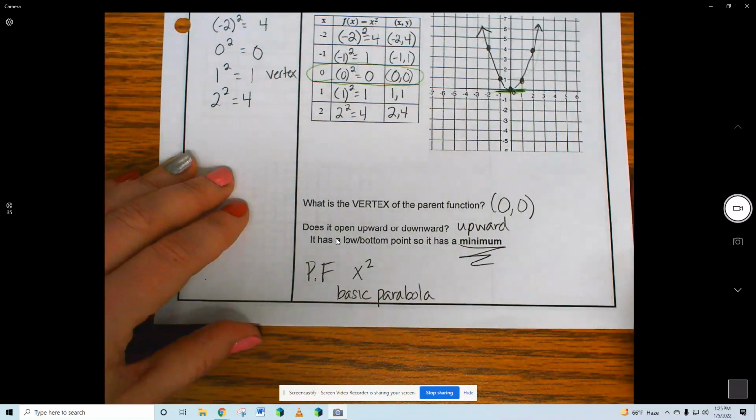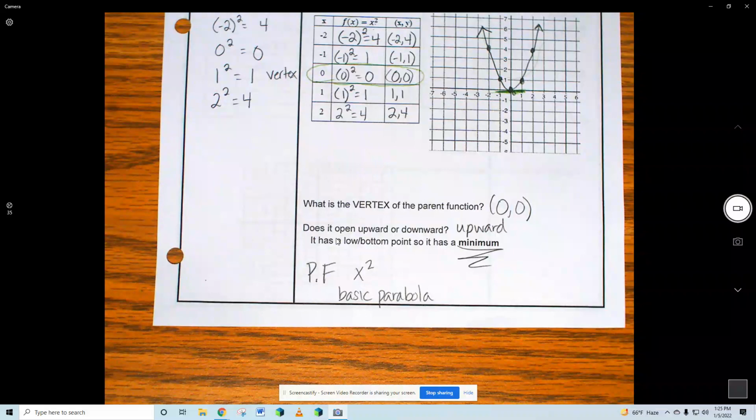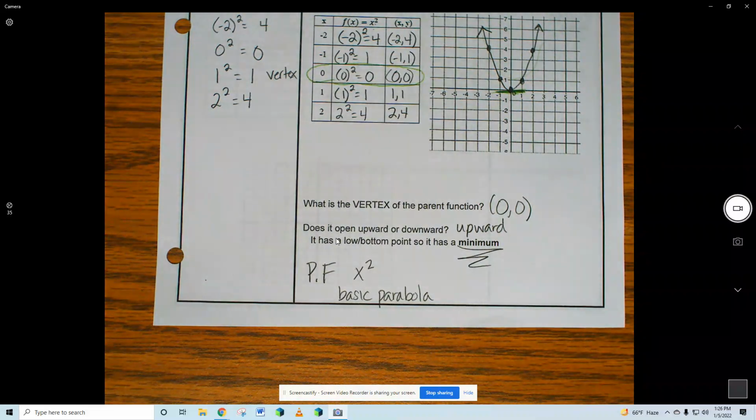So now I'm going to be putting numbers in front today. Instead of just x squared, I might put a 3x squared or a 2x squared. So I'm going to be changing the way that this parabola looks. And that's what's on the next page. So let's turn the page.